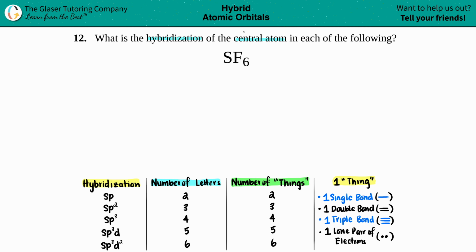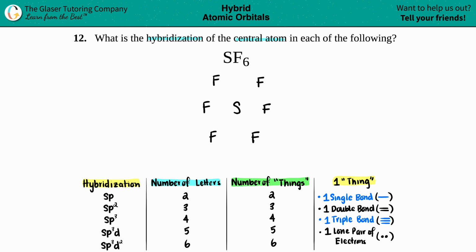So one of them has to be the central element, and it always goes by electronegativity. The least electronegative element is in the middle. So between sulfur and fluorine, fluorine is the most electronegative, so that can't be in the middle. Sulfur has to be in the middle, surrounded by the 6 fluorines. So I got F, 1, 2, 3, 4, 5, 6. Okay? So now, that's better.